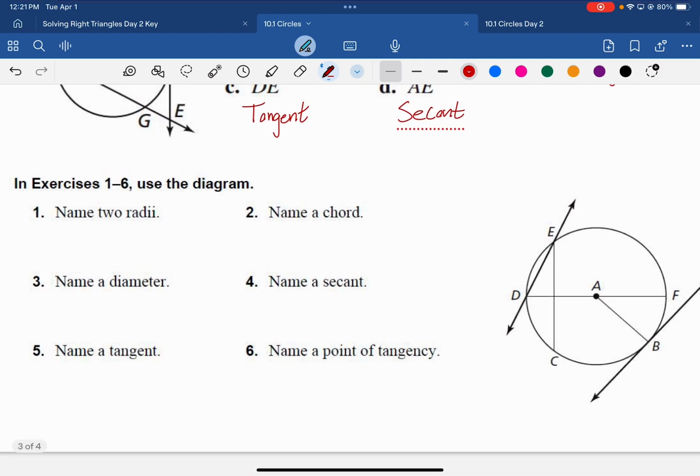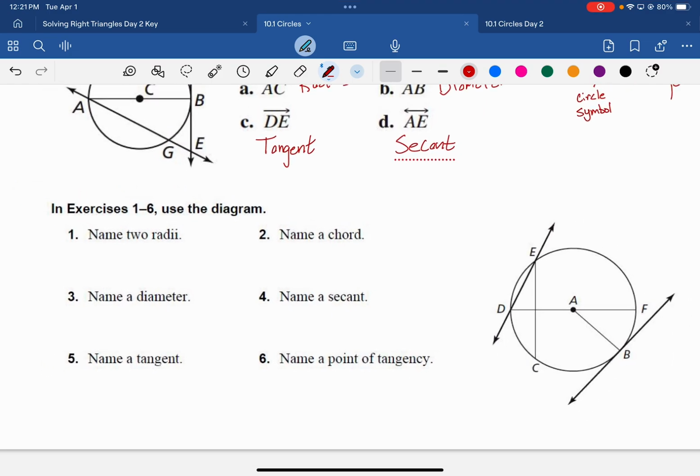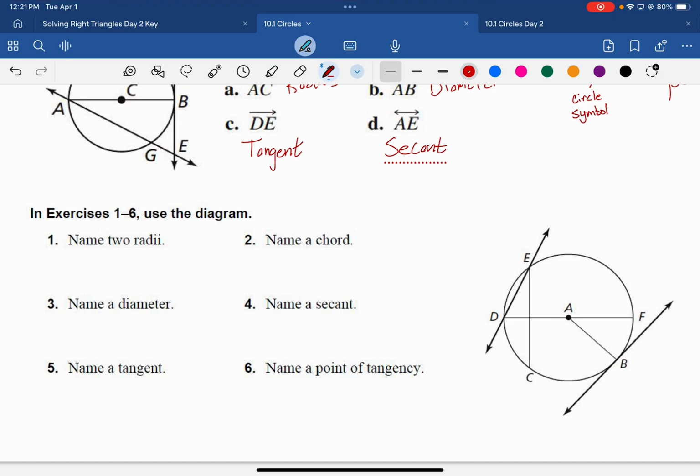All right, now this one, instead of giving you something, they want you to name 2 of them. Name the stuff off of the drawing. Number 1 says name 2 radii. What is radii? Yeah, it's the plural for radius, right? So if I just want the radius, I just want 1. If I want radii, it's 2 or more, right?